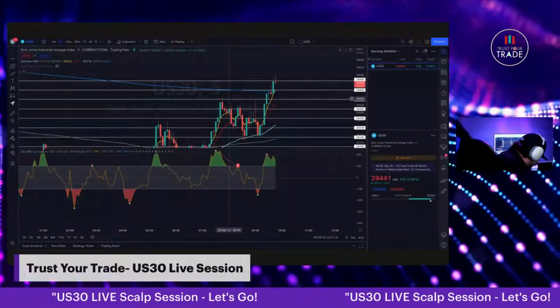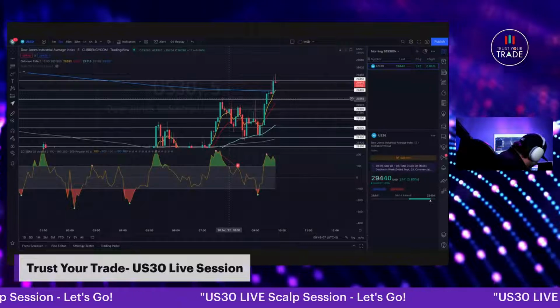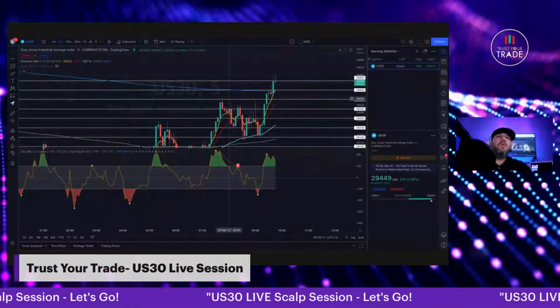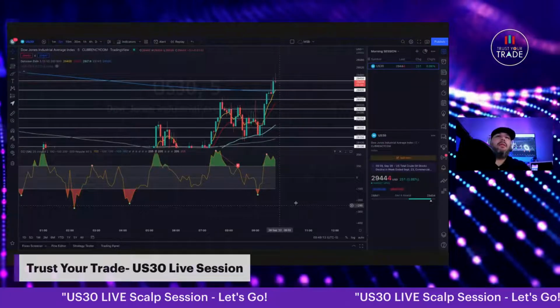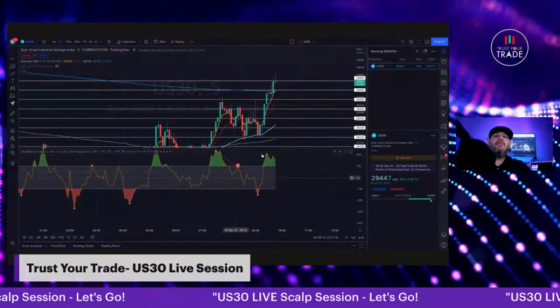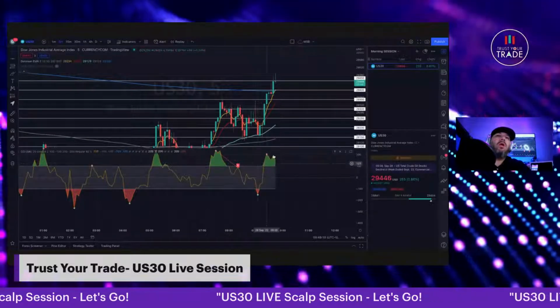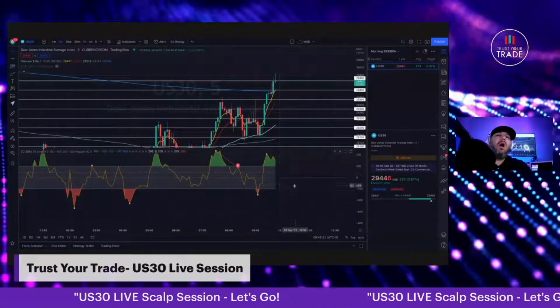How low do you wait for it to get? So obviously, what I'm looking at is the CCI. What the CCI tells me is that she's overbought right now. So again, how low?